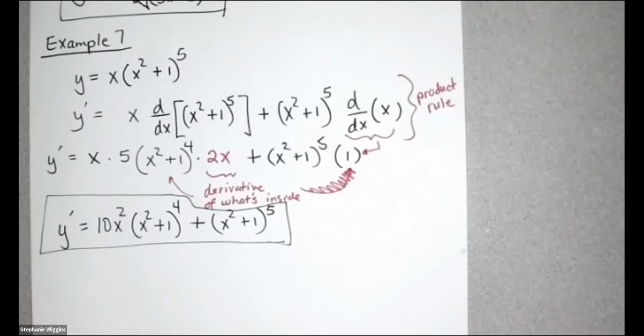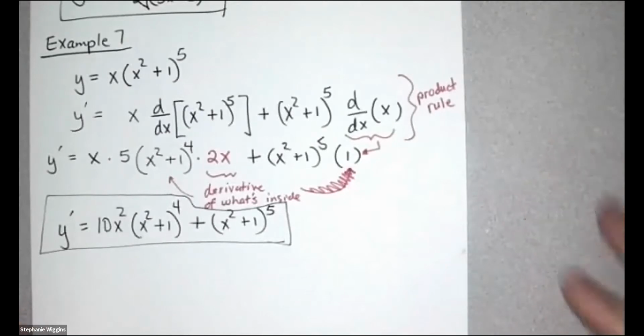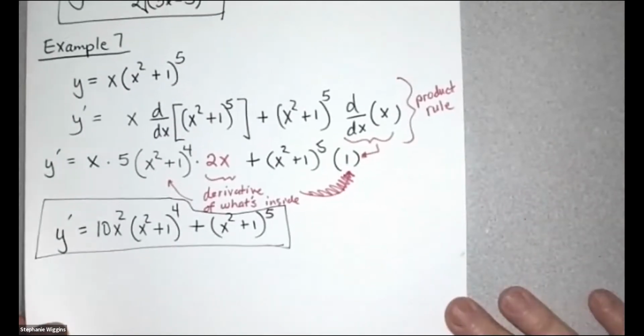All right, I've done 2 examples using the product rule. Another rule that I introduced last time was the quotient rule. So I want to do an example that uses that. Any questions on this one before we move on? Okay.